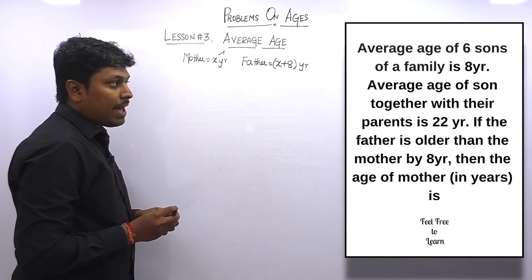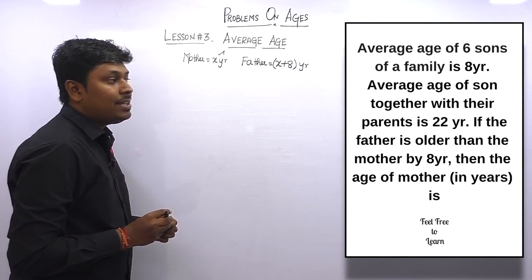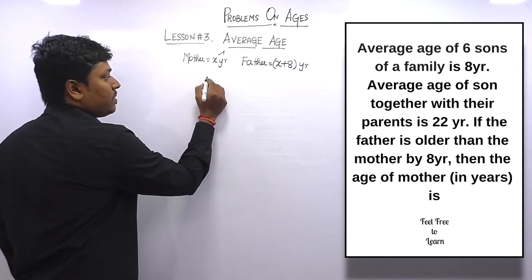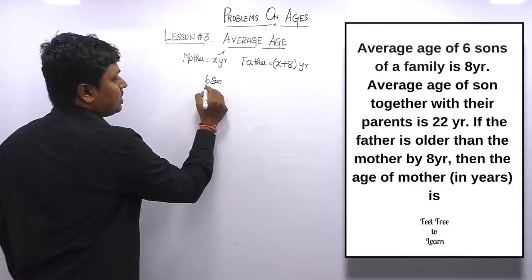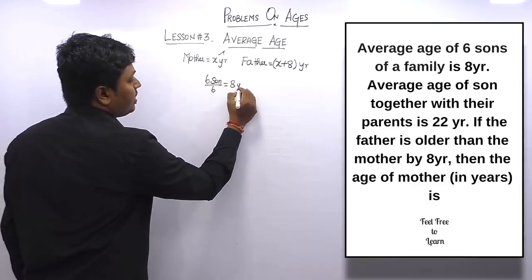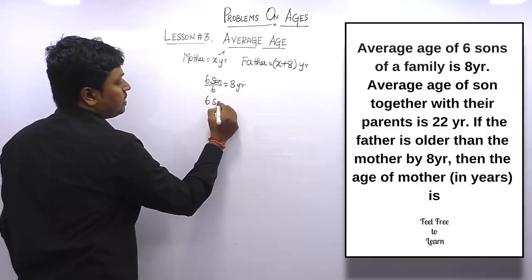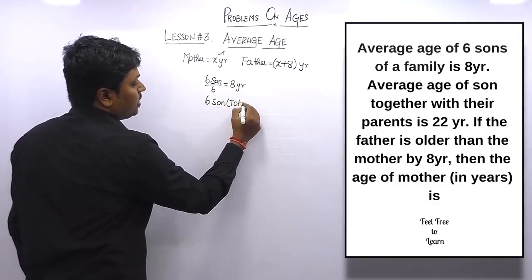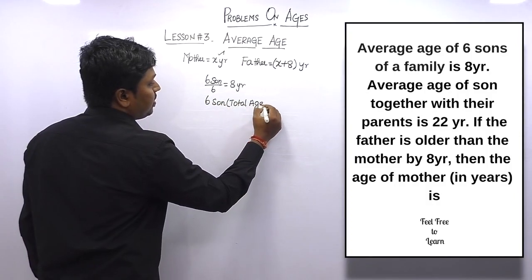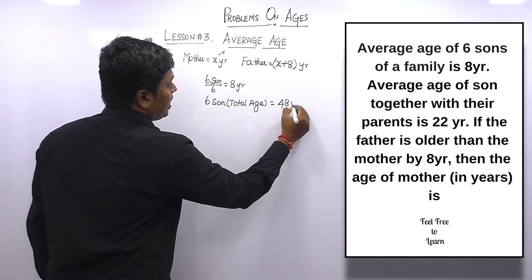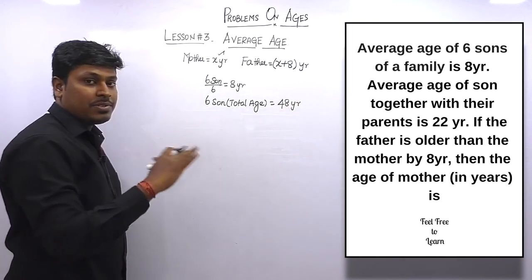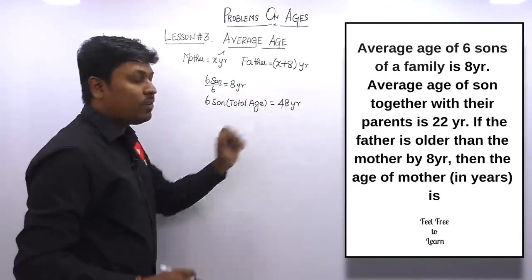So the first point, the average age of 6 sons of a family is 8 years. So we can say the sum of observations, that is the 6 sons, divided by 6 is equal to 8 years. So the 6 sons' total age is equal to 8 sixes are 48 years. So the sum of the ages of all 6 sons will be 48 years.